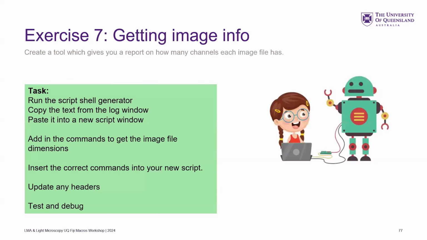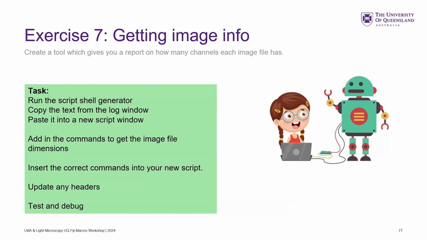So this next exercise is basically to run the script shell generator again. But copy the text from the log window and run that, and then add the commands to get the image file dimension. So we covered that before. So get dimension. And then insert the correct command into the script file and update any headers in the column.